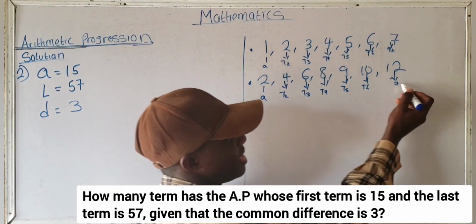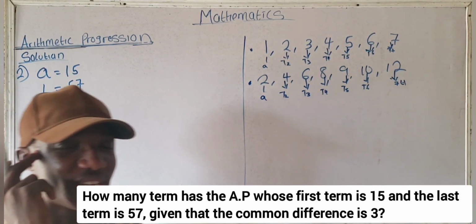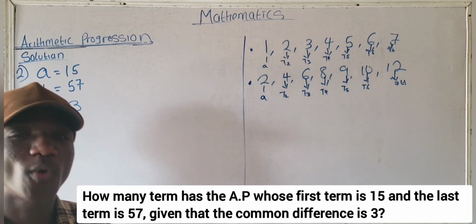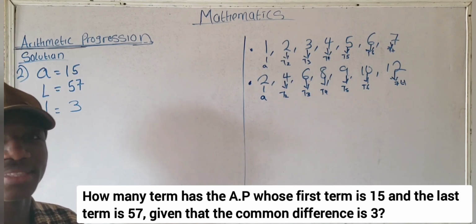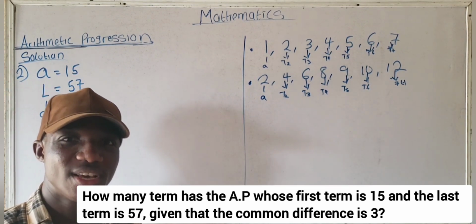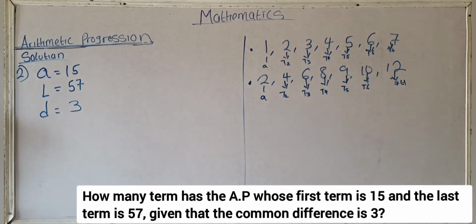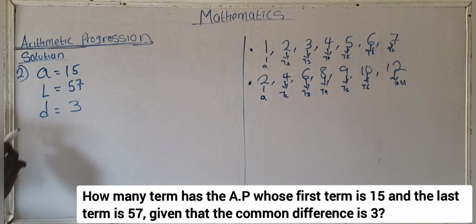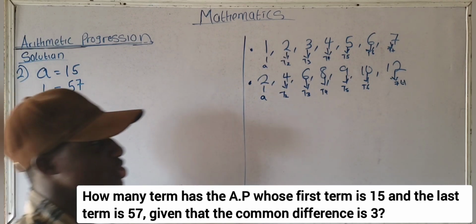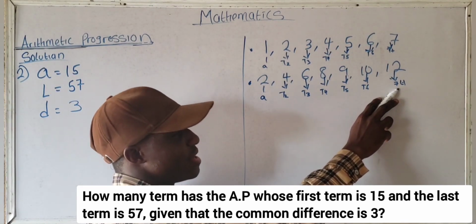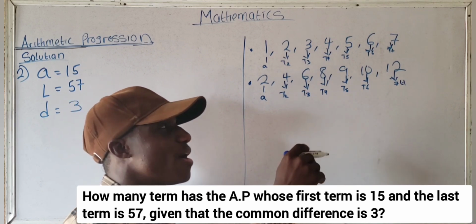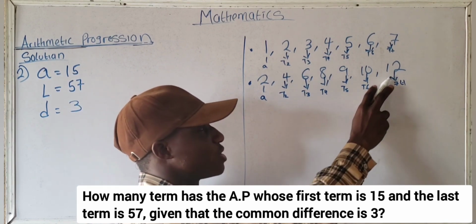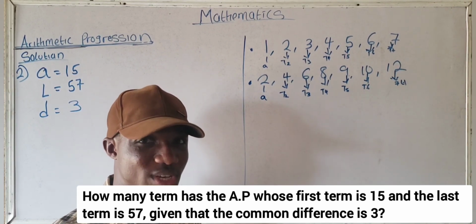So, the last term gave us the idea of the number of terms that the sequence contains. Do you understand? Now, let's go back to the question. We are given that the last term is what? Is 57. Okay? The value is different from the position. You understand? With respect to the position, this is the 7th term. But the value of the 7th term is what? Is 12.